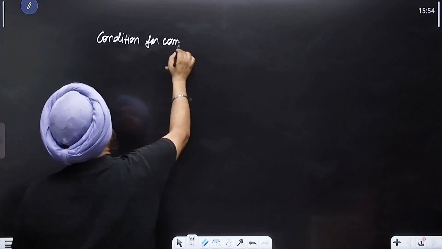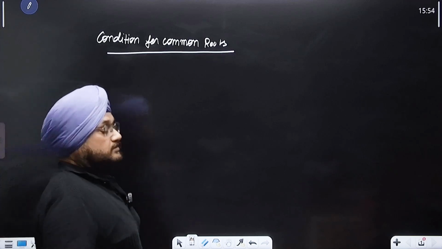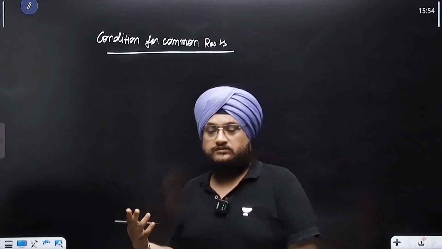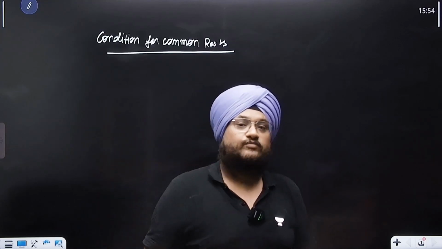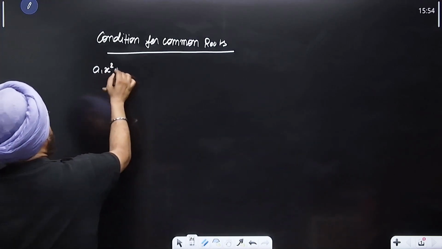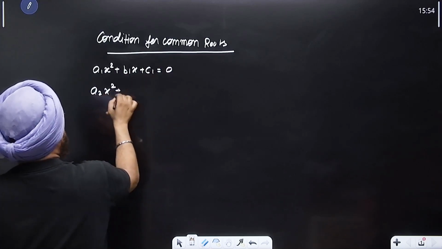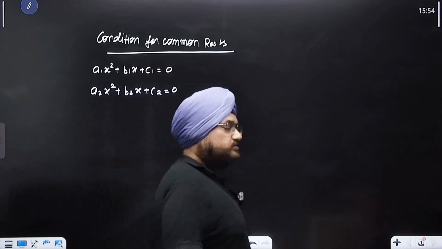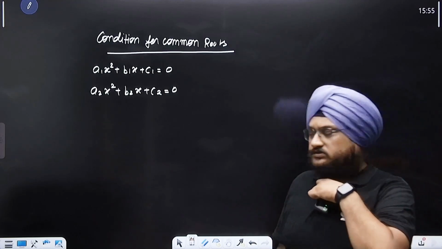Condition for common roots. Suppose we are given two quadratic equations and both of the equations have common roots. Either it can have exactly one root common, or it can have both roots common. Let's say the given quadratic equations are a1x square plus b1x plus c1 equal to 0 and a2x square plus b2x plus c2 equal to 0.